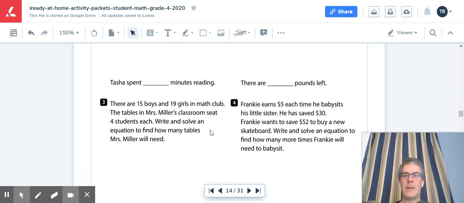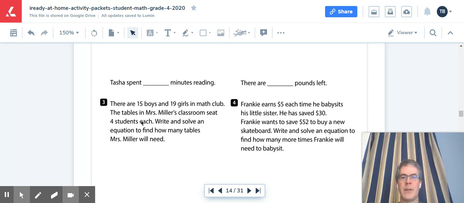Number three is a little bit trickier, and actually number three and four both present similar problems. So we look at number three. There are 15 boys and 19 girls in math club. The tables in Mrs. Miller's classroom seat 4 students each. Write and solve an equation to find out how many tables Mrs. Miller will need.